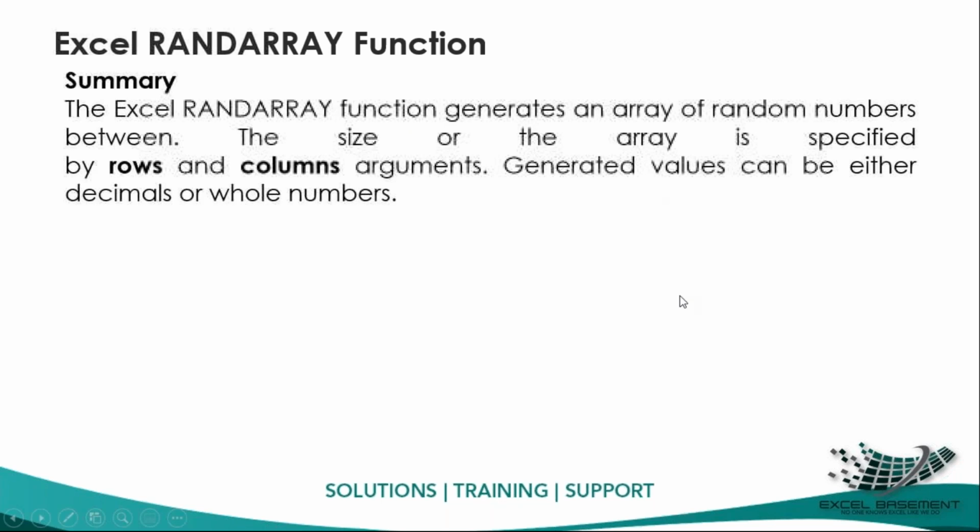This is the second function we are discussing in this webinar. The summary of the RANDARRAY function is that it generates an array, meaning a group of cells, which can be adjacent or non-adjacent, of random numbers. The size of the array is specified by the rows and columns arguments. So there will be two arguments, rows and columns, and the generated values can be either decimals or whole numbers. When you create random numbers, you can give the criteria to generate them in decimals or as whole numbers, and we will have a demonstration shortly.